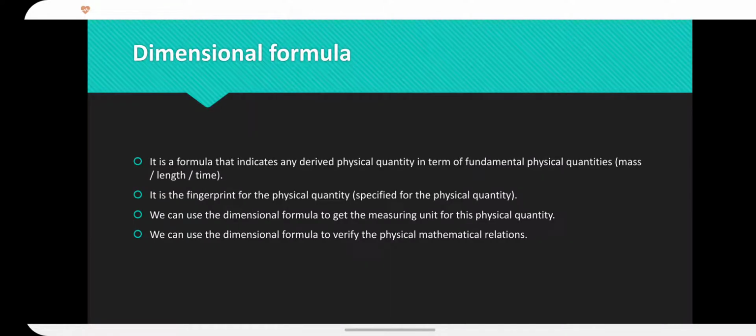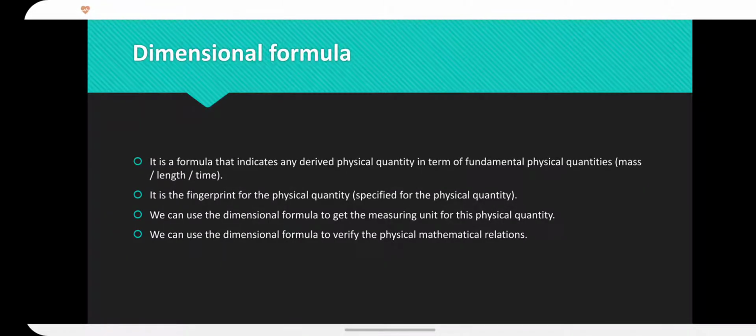It may consist of only one fundamental physical quantity, just like area. It consists of length only, length power 2, of course. It may consist of two of the three fundamentals, or maybe all three fundamentals. We didn't get any rule or any physical relation in physics by coincidence. We get it in a scientific way, and to get any physical relation in physics we must use the dimensional formula.